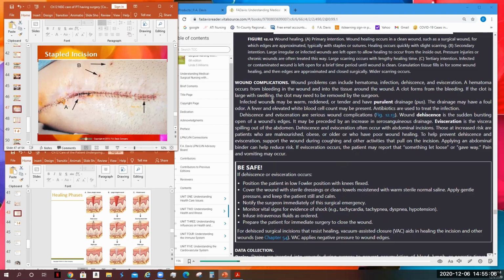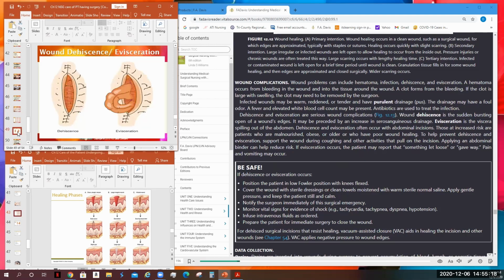Wound complications. Wound problems can include hematoma, infection, dehiscence, and evisceration. A hematoma occurs from bleeding in the wound and into the tissue around the wound. A clot forms from the bleeding. If the clot is large with swelling, the clot may need to be removed by the surgeon.